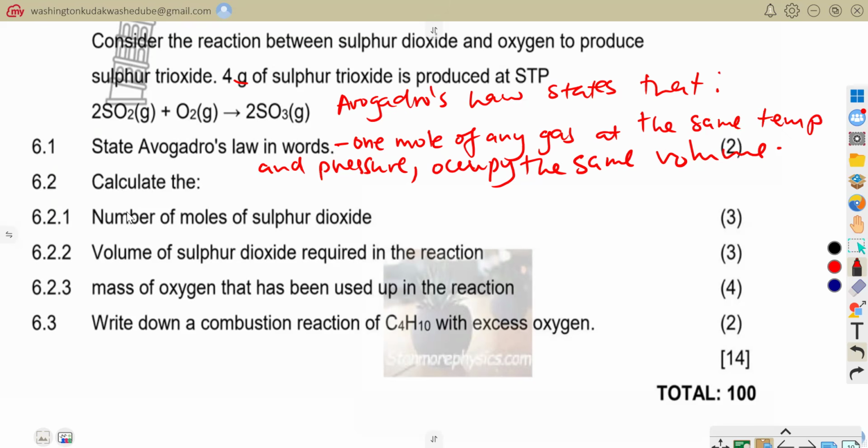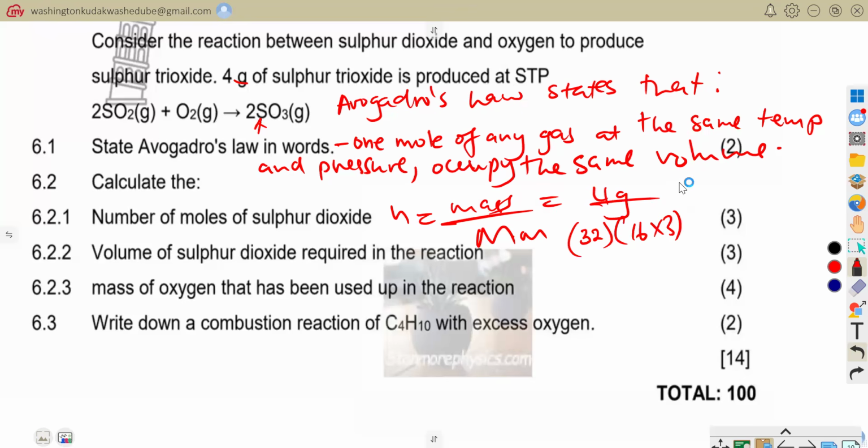Now, let's calculate the number of moles of sulfur trioxide. Number of moles is equal to mass divided by the molar mass, because here we are given a mass of 4 grams. They said 4 grams of sulfur trioxide is produced at STP. So 4 grams divided by the molar mass of sulfur trioxide. For sulfur, the atomic mass is 32, and for oxygen, it's 16 times 3, and this is gram per mole.